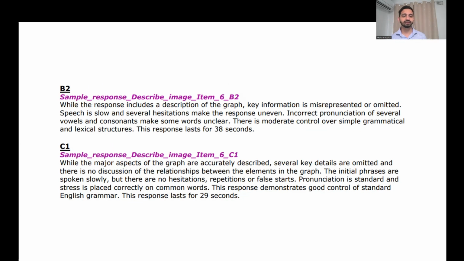In terms of B2, while the response includes a description of the graph, key information is misinterpreted or omitted. Speech is slow and several hesitations make the response uneven. Incorrect pronunciation of several vowels and consonants makes some words unclear. There's moderate control over simple grammatical and lexical structures. The response lasts for 38 seconds.